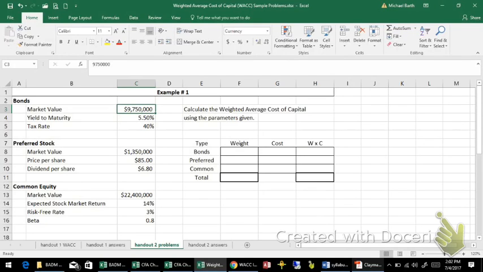The company has $9.75 million outstanding. They have $1.35 million of preferred stock, and they have common equity at $22,400,000. Well, so I can get the weights, and the weight for the bonds would be $9.75 million divided by the $9.75 million of bonds plus the $1,350,000 of preferred stock, plus the $22,400,000 of common.